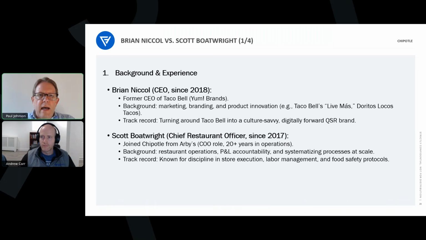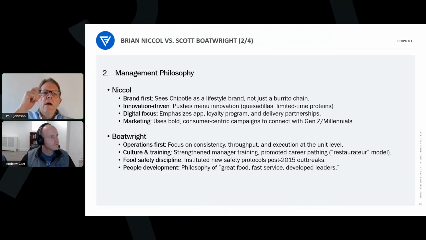Now, Boatwright's really an execution guy. Tim Cook-ish, if you will, and Niccol is more of the Steve Jobs type. I said, all right, well, Cook's done a good job at Apple. They haven't done a lot on the product innovation, but maybe this really is just an execution story at this point. All right, put that in the back of my mind. All right, go a little bit more. Niccol is kind of brand first, innovation, digital marketing, and Boatwright is operations, culture, training, food safety. All right, so I at least now know that Niccol's kind of played this promotion, brand, innovation role. Boatwright played the internal execution. I've lost Niccol. Is that important? Don't know. Write that down.